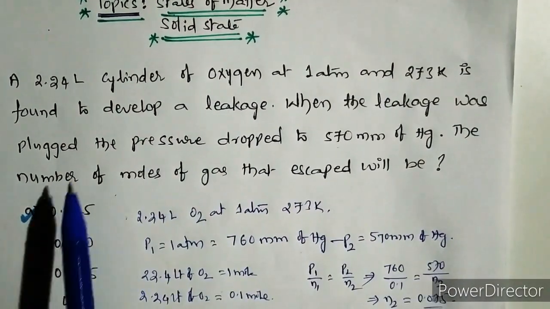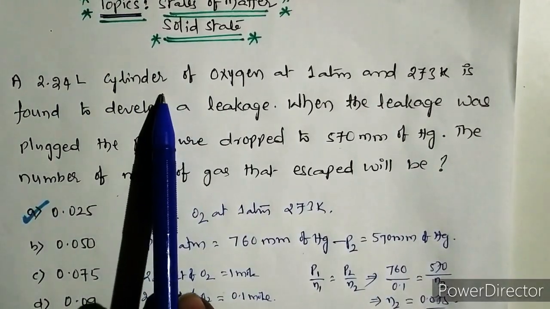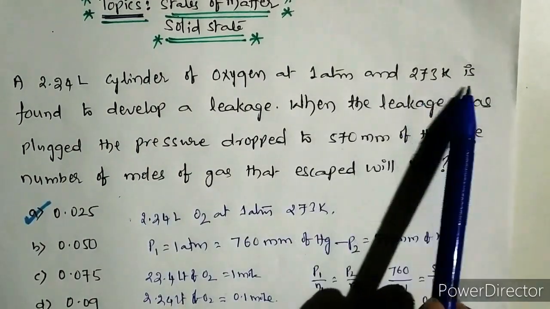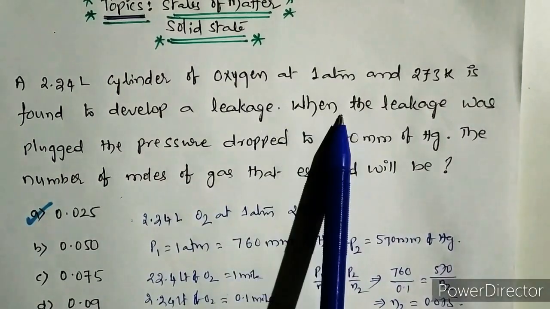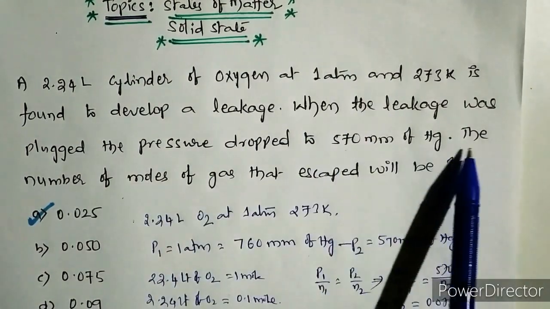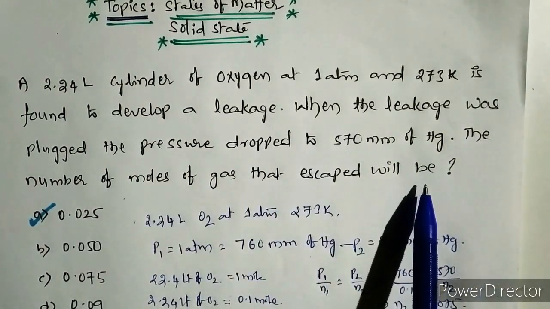The first question: a 2.24 liter cylinder of oxygen at 1 atmosphere and 273 Kelvin is found to develop a leakage. When the leakage was plugged, the pressure dropped to 570 mm of Hg. The number of moles of gas that escaped will be.